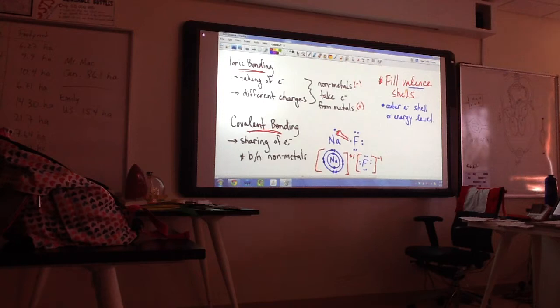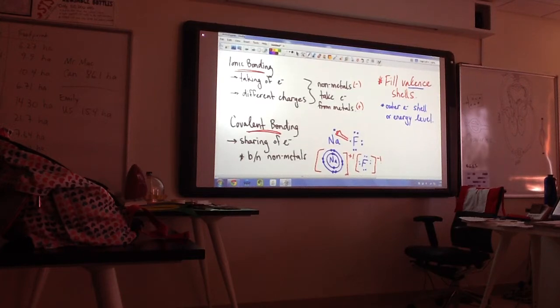The periods that go across, the first period has one shell, the second has two shells, the third, three shells. And how do we know how many electrons are in each shell? The groups. The first shell has two, and on a full shell, the first one always has two electrons. And how do we know that looking at the periodic table? Yeah, because there's two elements in the first row, right? In the first period.